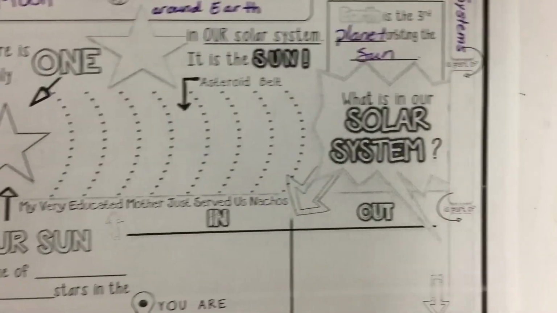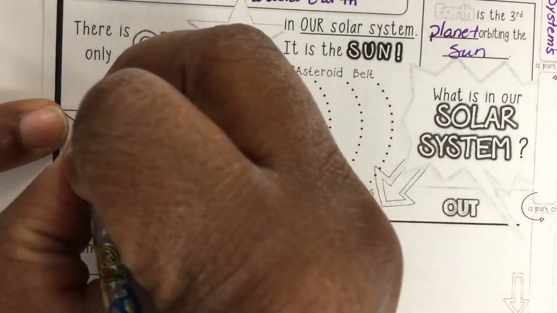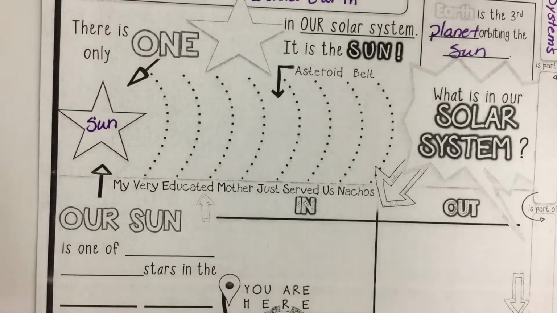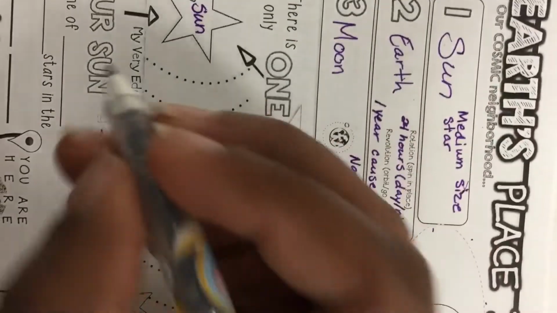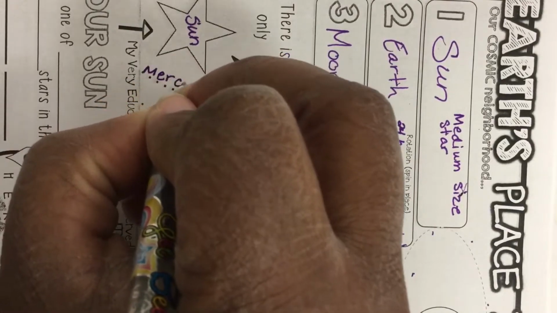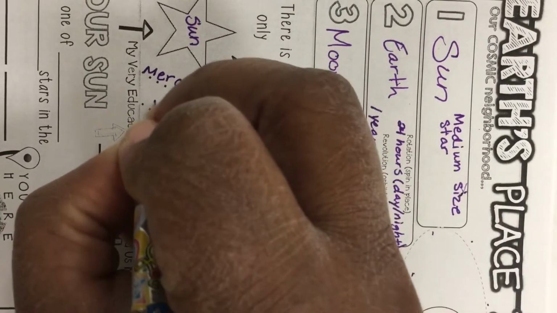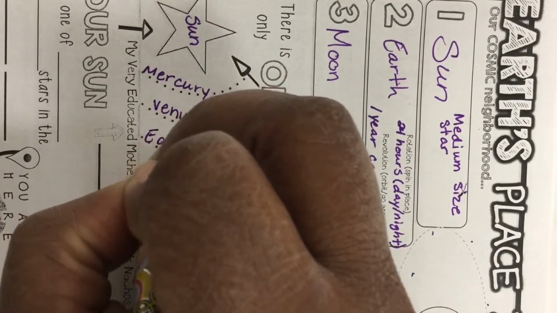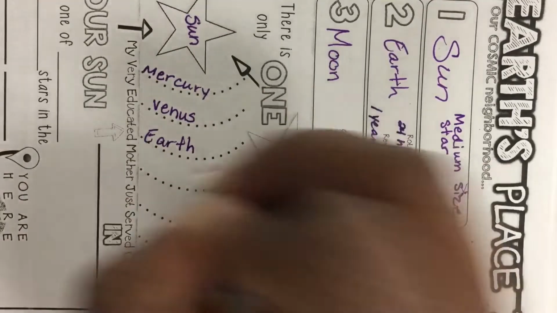In our solar system, we have the sun, which is a giant star. I say giant. It's giant compared to the Earth. It's actually a medium-sized star. I'm going to flip the paper sideways so that I can write. Our first planet is Mercury, Venus, Earth, Mars.